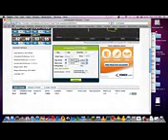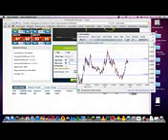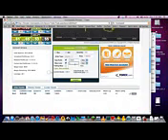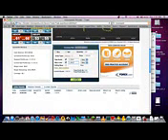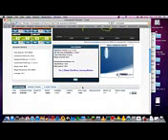So let's go ahead: 1.3543. And the stop loss was up at 1.3632. Okay, so you can see right here that our stop loss went in and our take profit also went in.